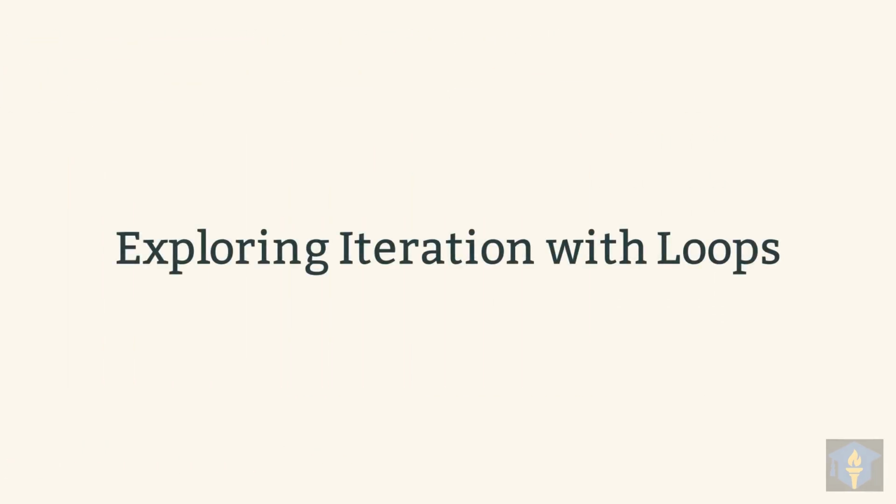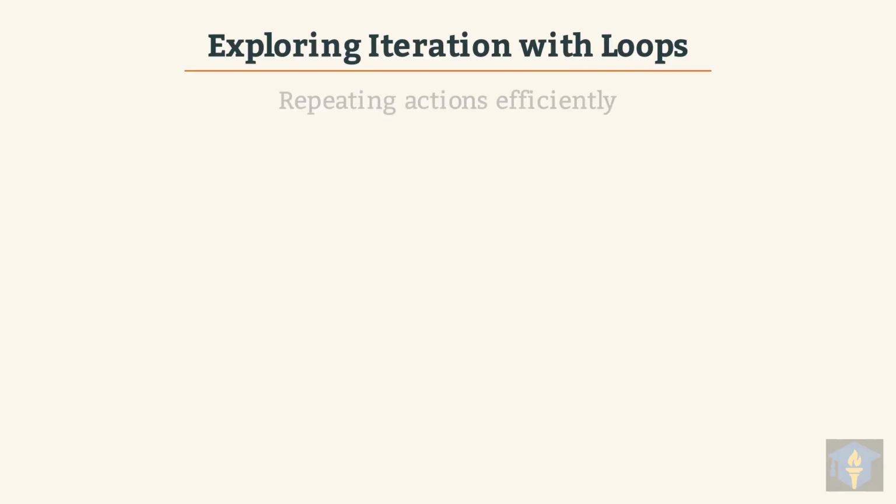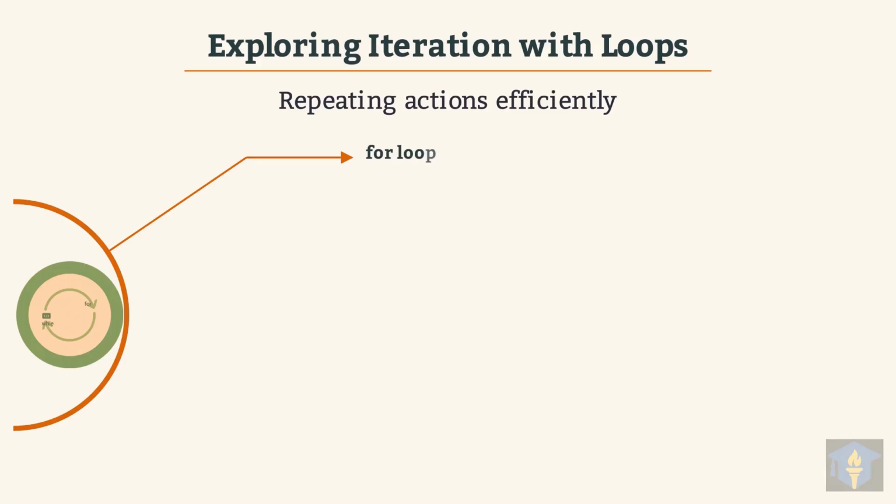Let's dive into exploring iteration with loops, a fundamental concept for repeating actions in programming. Our goal here is to understand how we can efficiently repeat actions without writing the same code multiple times. First, we have the for loop, a powerful tool for iterating through collections of items. It iterates over a sequence of items, executing a specific block of code for each individual item.